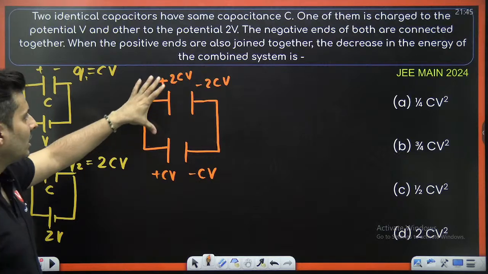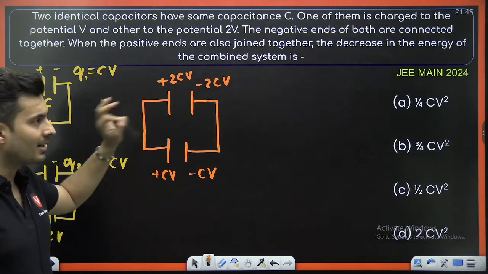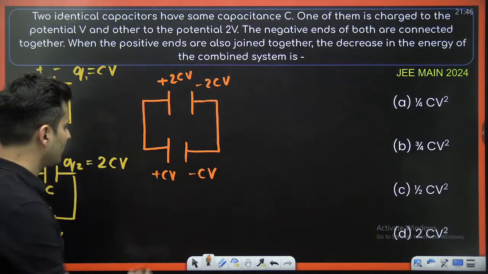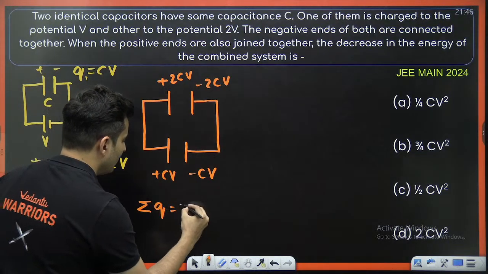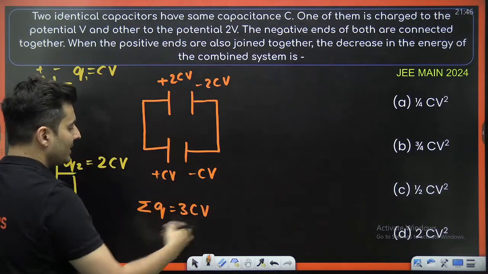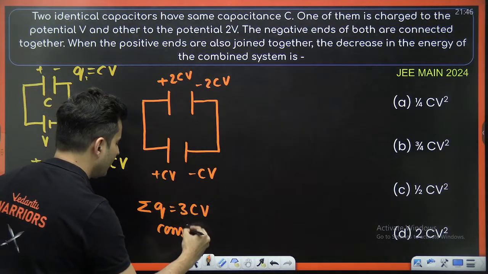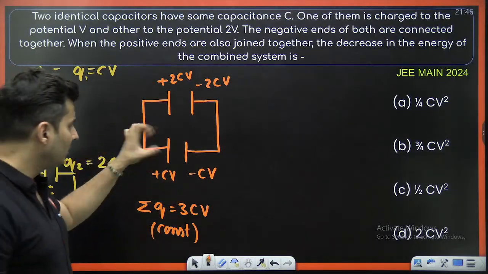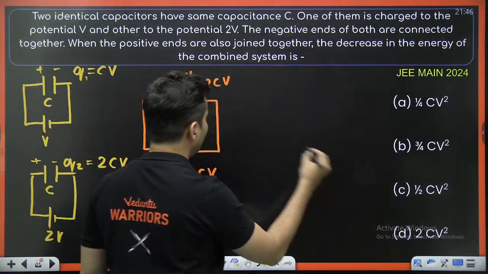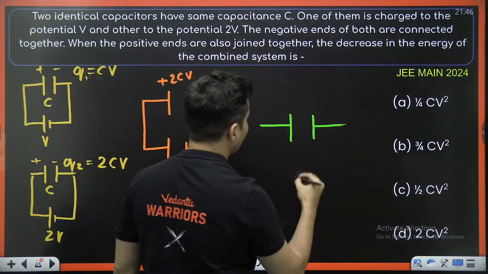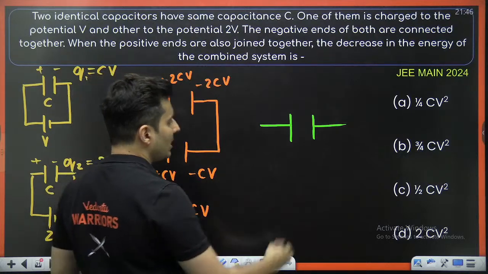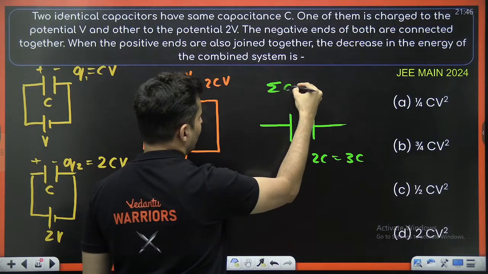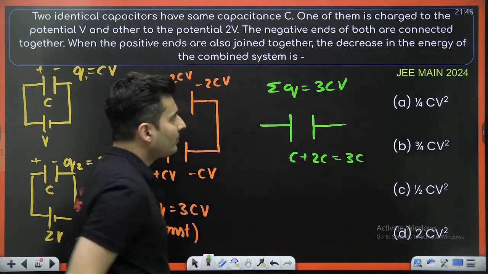You join them together. What will happen? The total charge on the system will remain conserved. This charge is 2CV, this is plus CV, so the total charge is how much? 3CV. CV plus 2CV is 3CV. That will remain constant. It can't go anywhere. These two capacitors are in parallel. You combine them together and make it into one single capacitor. C plus 2C will make it a 3C capacitor. The total charge on it will be 3CV.